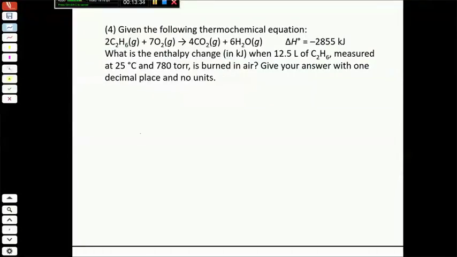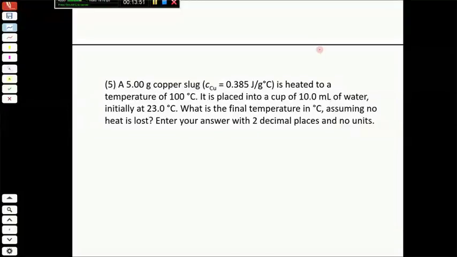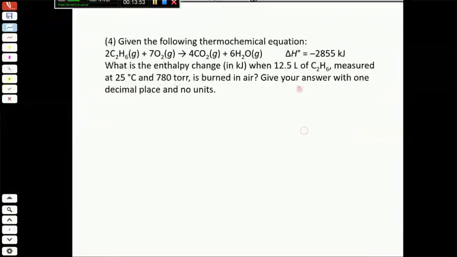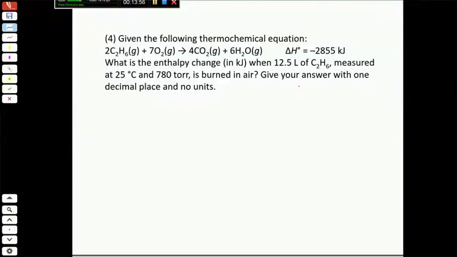And we want to know what is the enthalpy change when 12.5 liters of ethane measured at 25 Celsius and 780 torr is burned in air. And so in these types of problems with thermochemical equations, typically what you're doing is we're giving you a balanced chemical equation and we're giving you the delta H for that process, and we want to know how much heat or how much enthalpy change is involved when we're doing the reaction on some given scale.